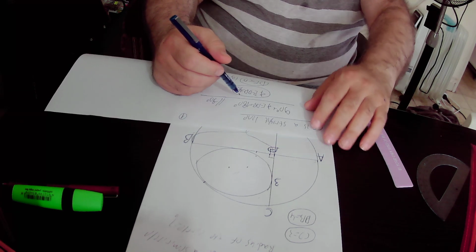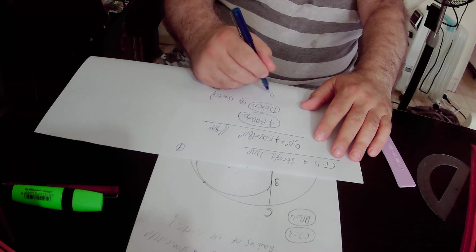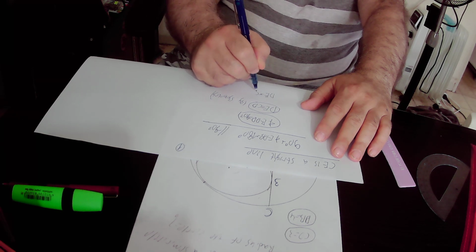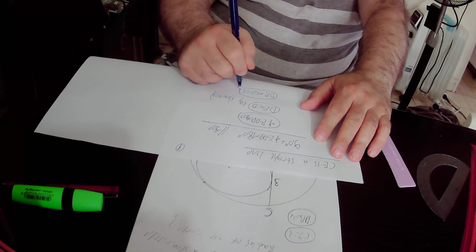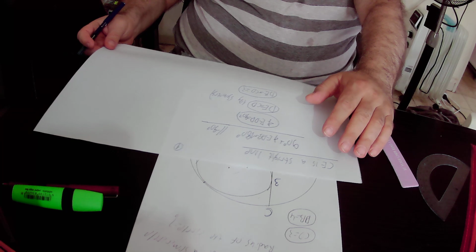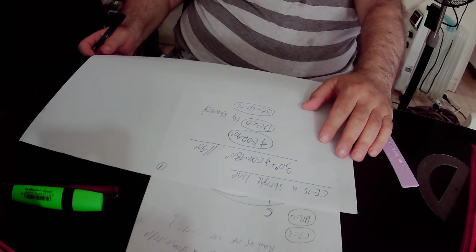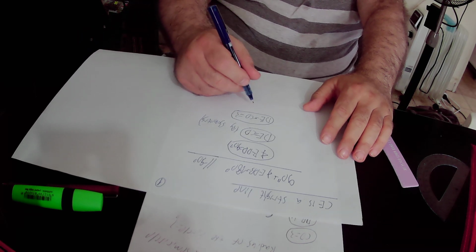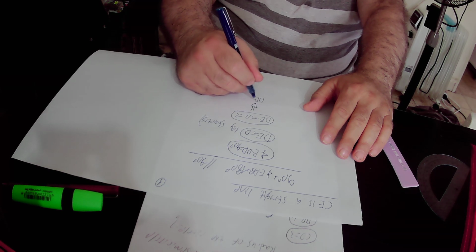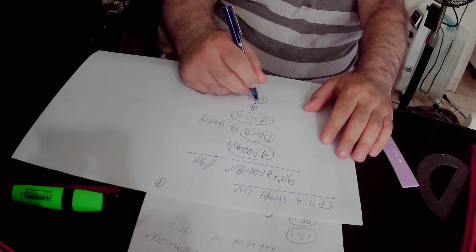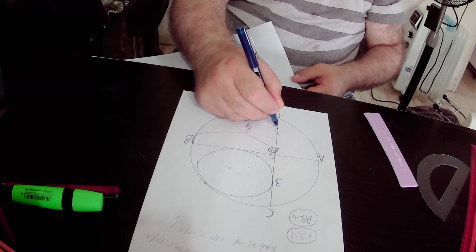Okay? But according to what is given to us in the question, CD equals 3 units. Okay, CD equals 3 units. And from this equation, DE equals CD equals 3 units, we will derive that DE is also equal to 3 units. Okay, so we can write here that DE equals 3 units.